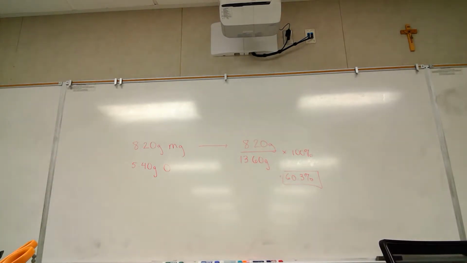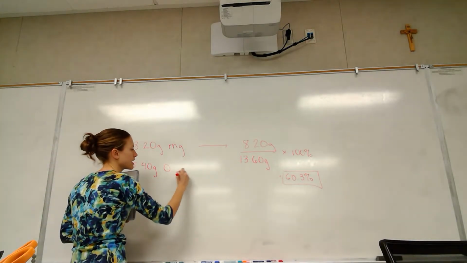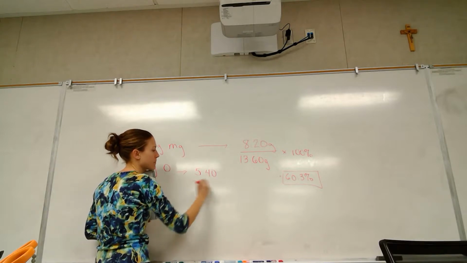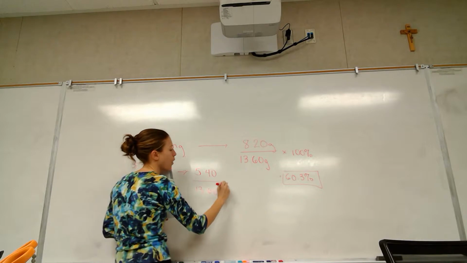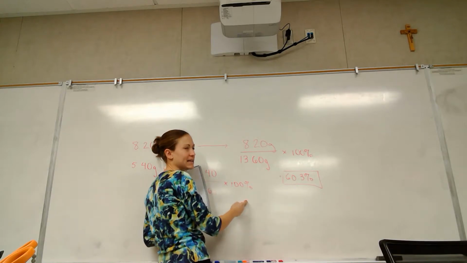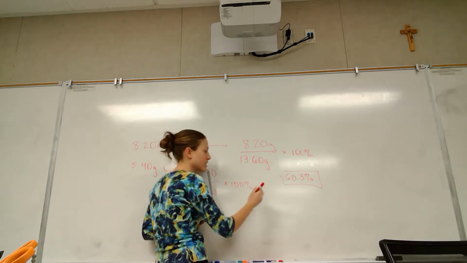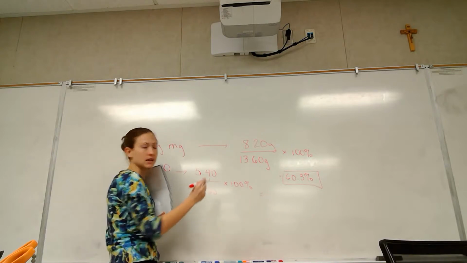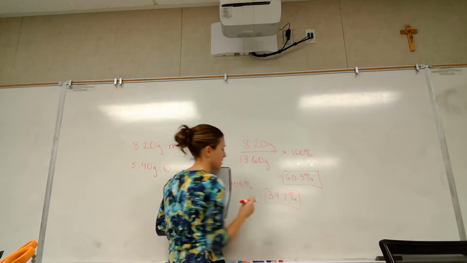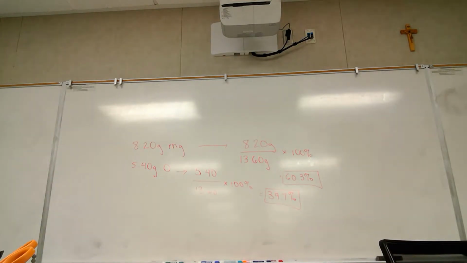There are 2 different ways to do this. To determine the percent that's oxygen, I could do this exact same thing, but instead of 8.20, plug in the 5.40, and divide by the total mass. Or I could recognize that the percent of this plus this has to equal what? 100%. So this percent has to be 39.7. I think the hardest thing with number 1 and number 2 was just recognizing what each value represented.